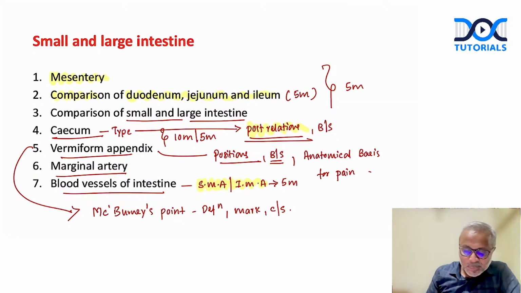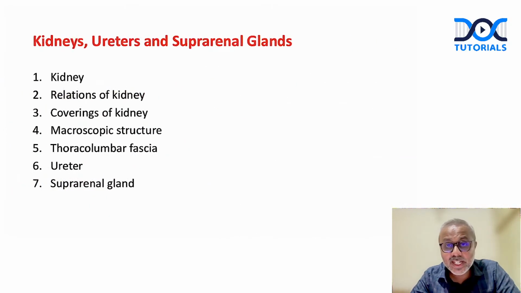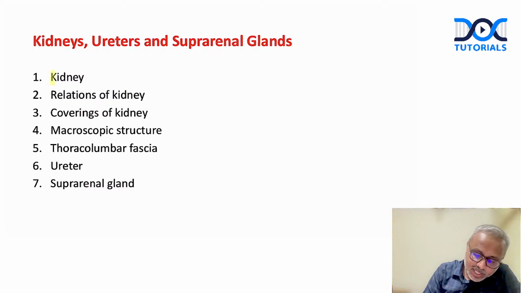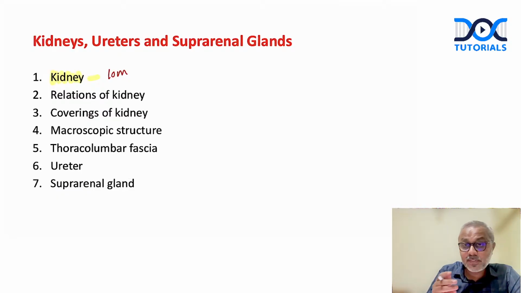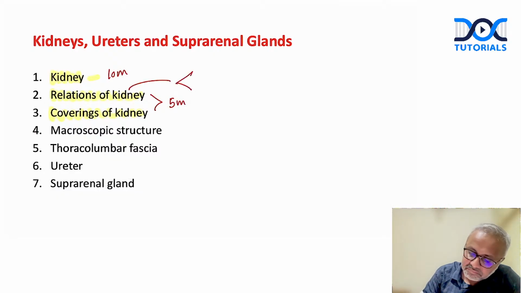Right? Done. Then in the kidney, ureter, and suprarenal gland, again, my money is on the kidney, could be an important 10 marker question. More important than being asked as a 10 marker question, very important for your practical exam also, so you cannot skip this. In kidneys, more than the entire kidney being asked, these are the 2 topics that are very often asked as 5 marker questions. Relations of the kidney, again, anterior, posterior.